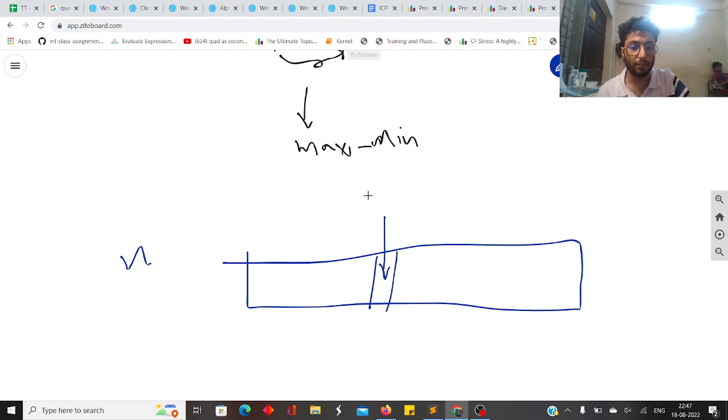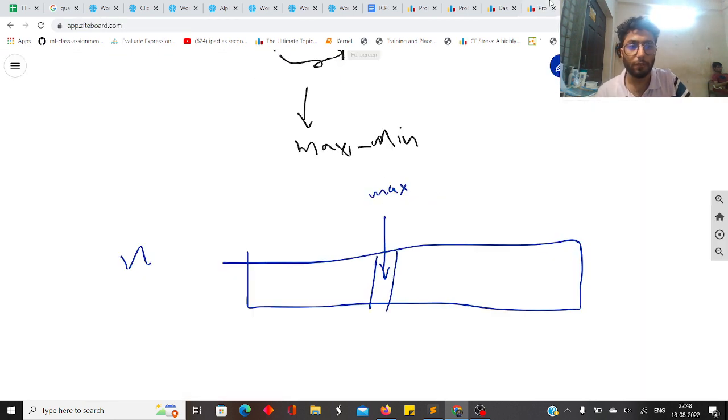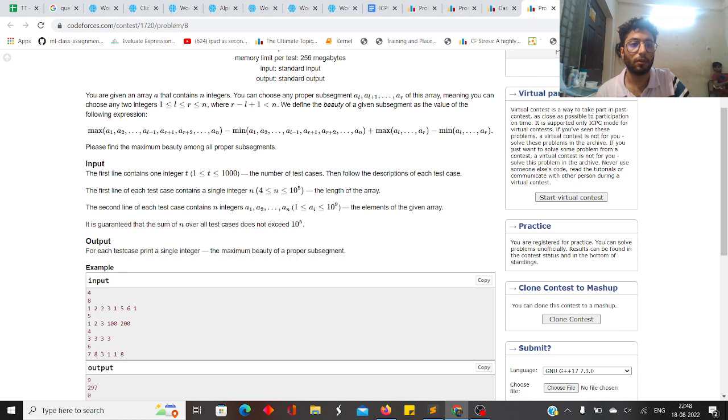Let's say this is the maximum value of the array, and now I want to minimize this negative part. To minimize the negative part, what I will try to do is take the minimum value of the array. So initially, first of all, what can our maximum answer be?